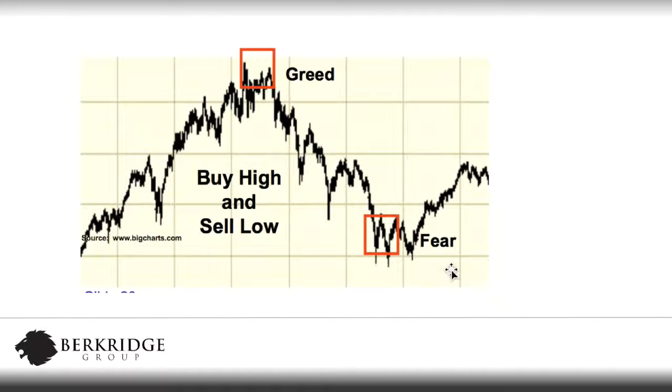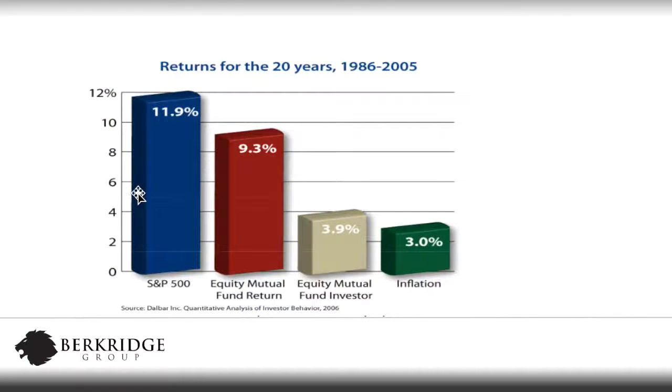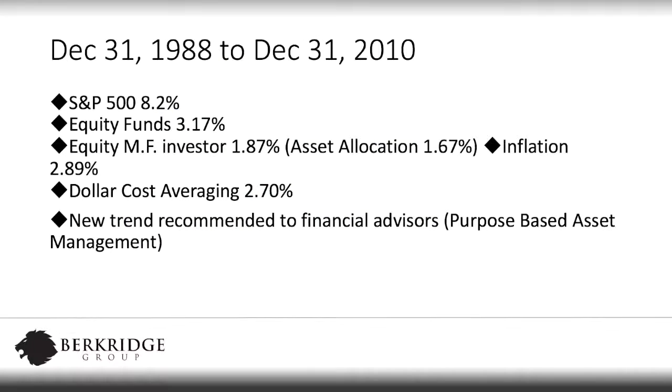Interestingly enough, investment strategists will encourage buying low, selling high. However, in reality, this is not what occurs in the marketplace. More often than not, investors buy high and they sell low. Now let's look at the returns for the past 20 years, from 86 to 05. S&P 11.9%. Equity mutual fund return 9.3%. Equity mutual fund investor 3.9%. And inflation is 3%. Always take that into account.